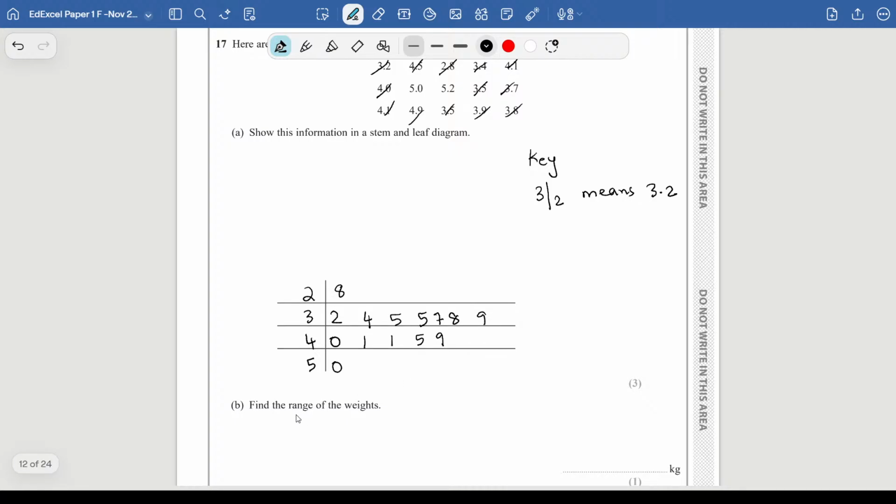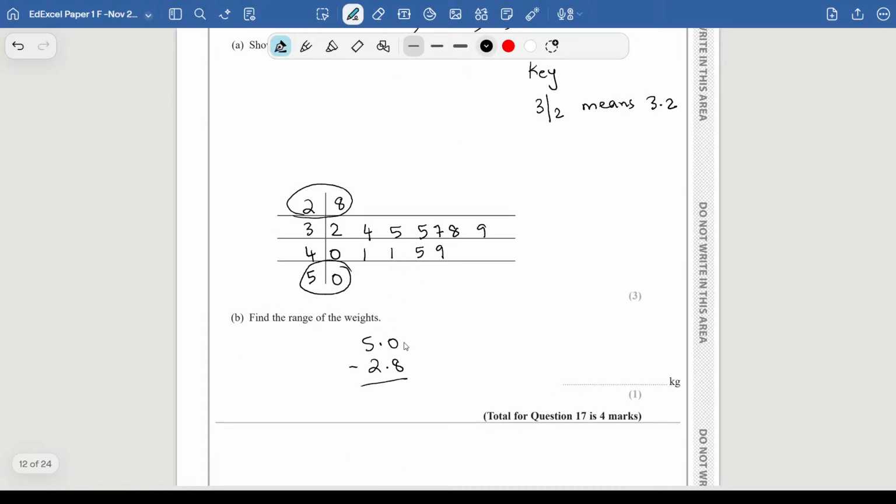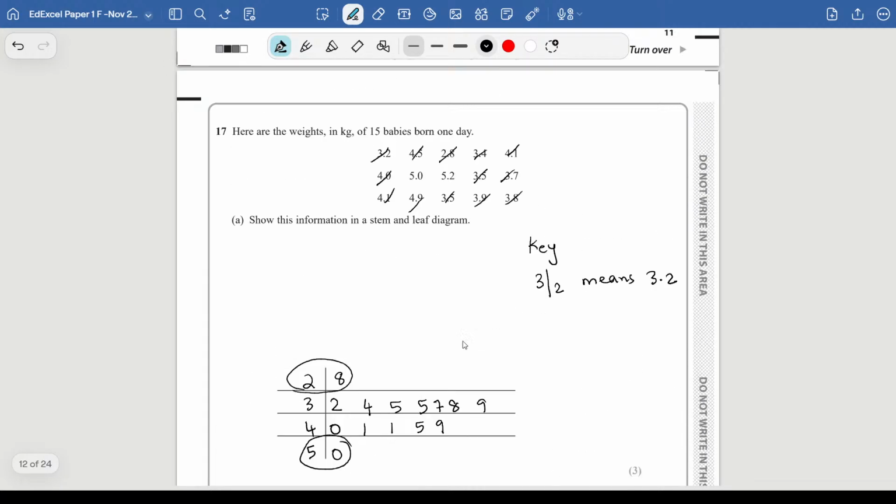Now based on this information, you have to find the range of the weights. The range is the difference of the highest value and the lowest value. So the highest here is 5 and the lowest is 2.8. You need to take away 2.8 from 5. That's 10 take away 8 is 2, and 4. So it's a 5.2. Oh, I missed out 5.2. Sorry.